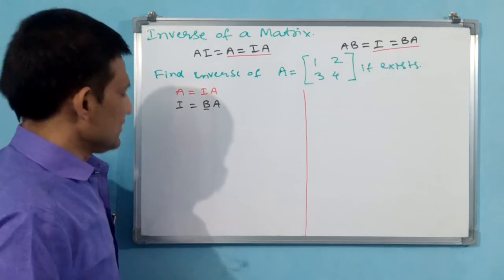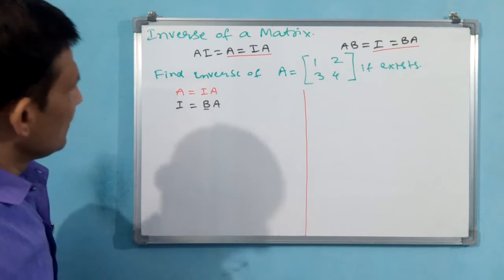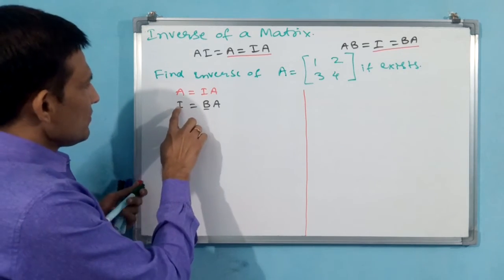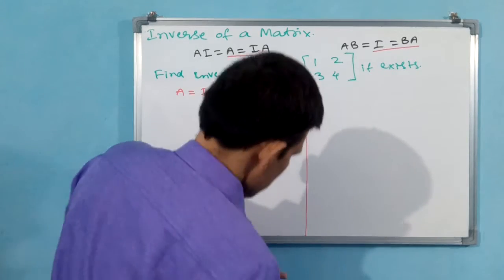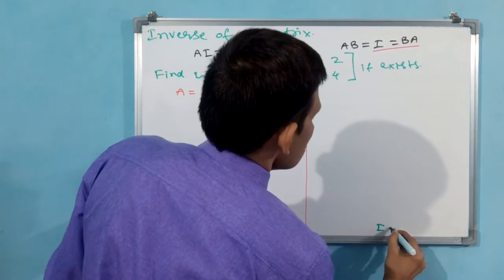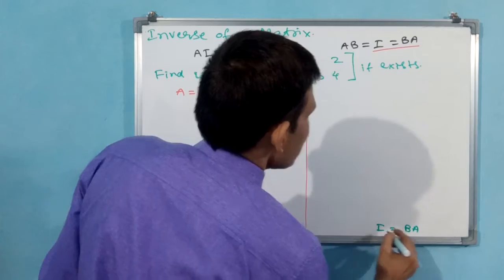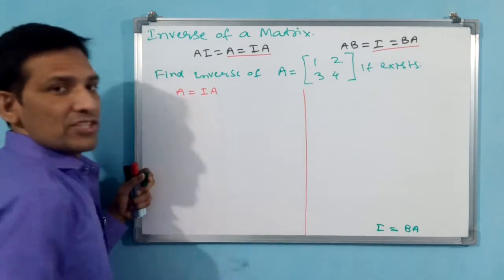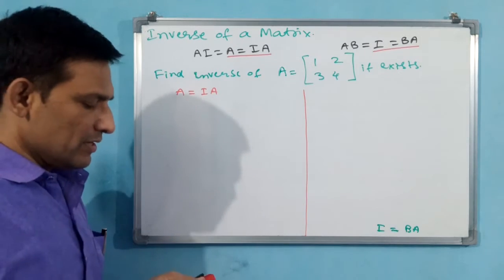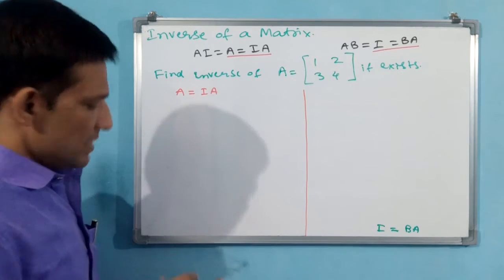Okay, let me do it. Now this one I am not writing. Finally I am writing here I is equal to BA. That means A is equal to IA to I is equal to BA. We have to reach it. How I am going to reach? Carefully observe.